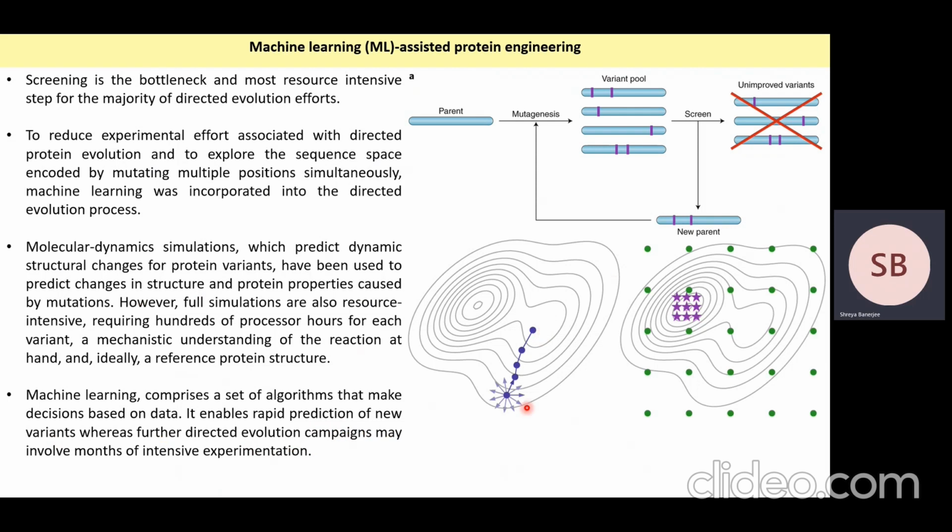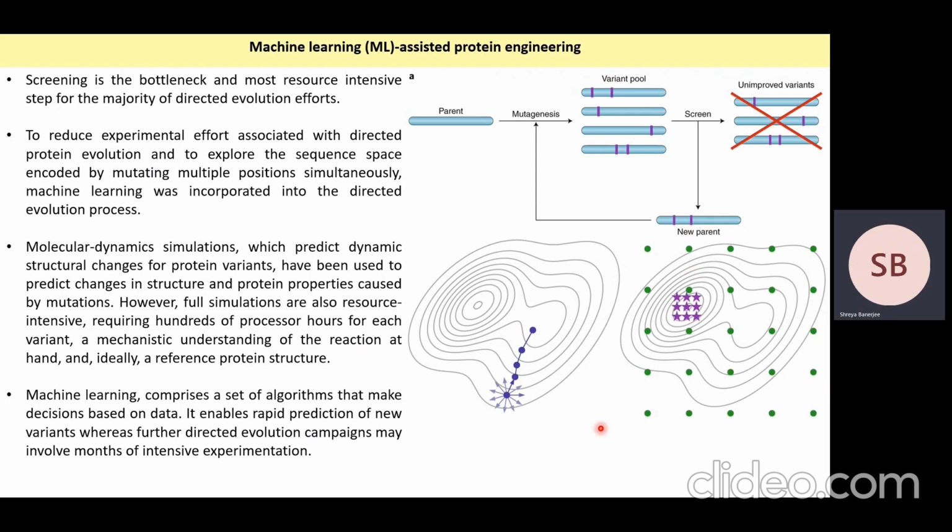For example, suppose this is the initial protein structure that you're starting with, and as you go towards the inner side of the contours, you are going to a more stable protein structure. So molecular dynamic simulation will screen in all possible directions, and after screening, it will decide on the path to follow. Again, it will screen in all directions, then it will decide on the path to follow. And like that, it will eventually reach a more thermostable structure.